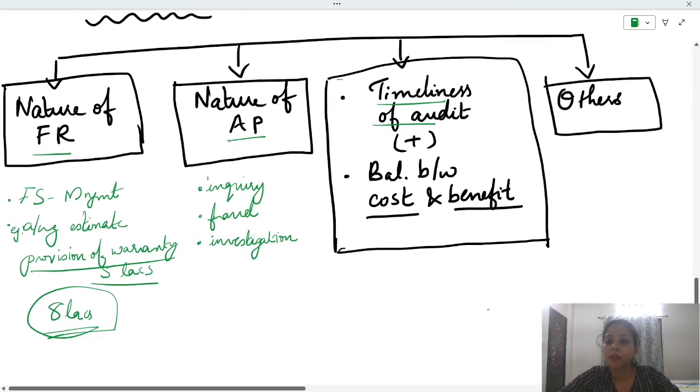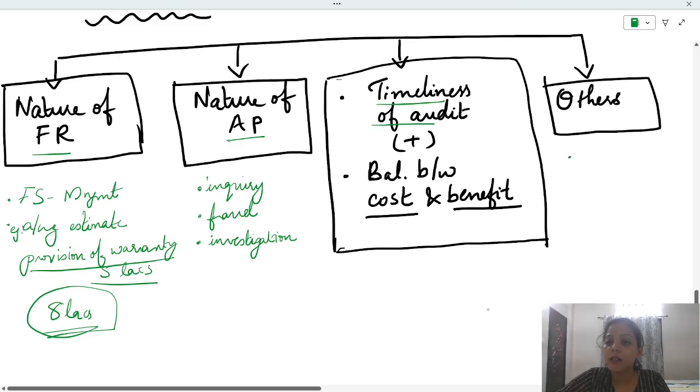Now, others. Regarding others, let's first discuss law and regulation. There can be non-compliances with laws and regulations, and there is another chance of, what can I say? Yes, going concern.